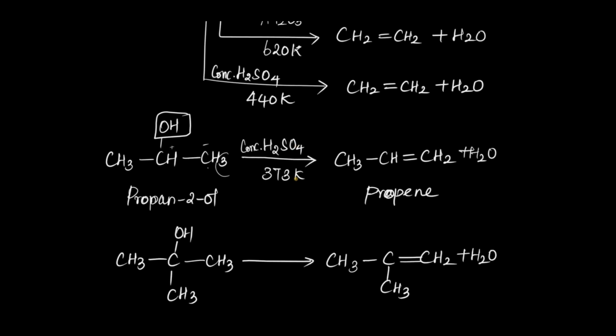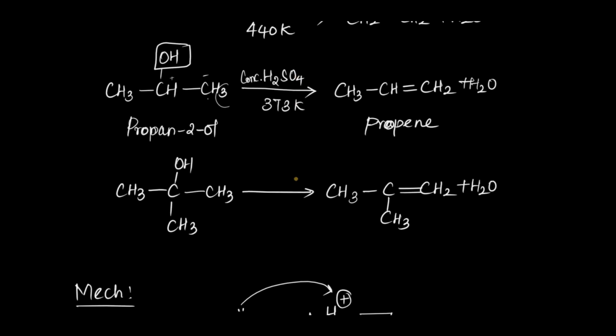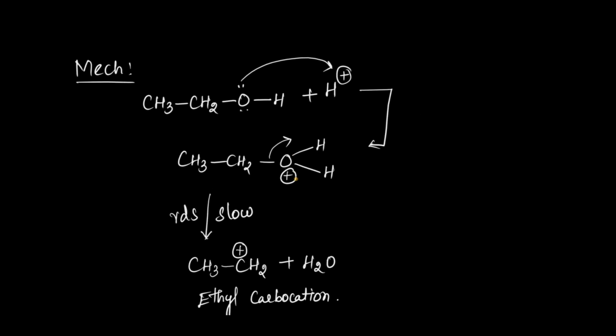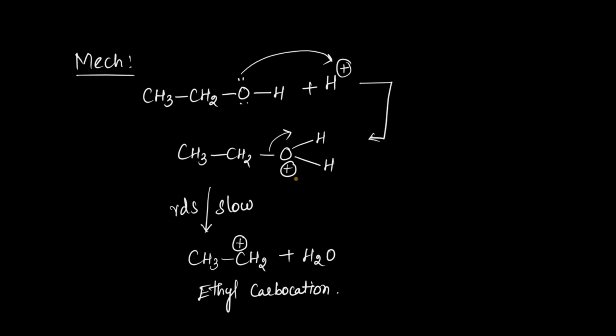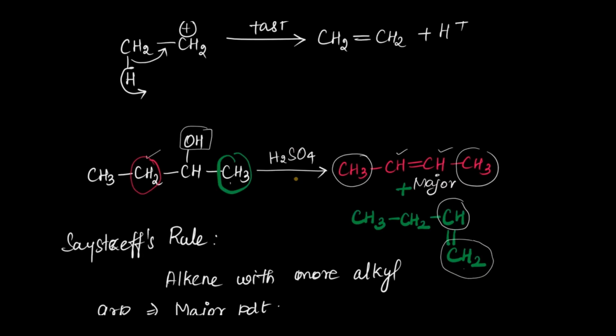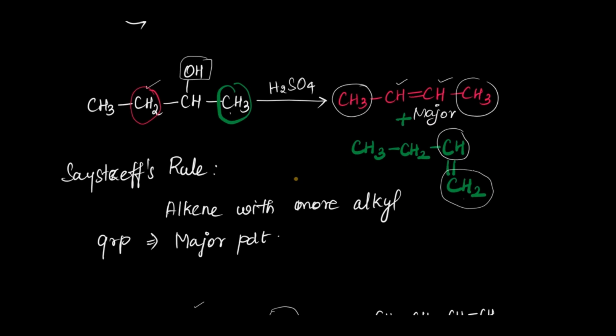Like you can see here, propan-2-ol to propene and tertiary alcohol to alkene. The mechanism of this dehydration is given. The major product will be formed based on the carbocation stability. Tertiary carbocation will be more stable, then secondary, then comes primary, because of the plus I effect. So in case of elimination, you have to remember one rule, that is the Saytzeff rule.